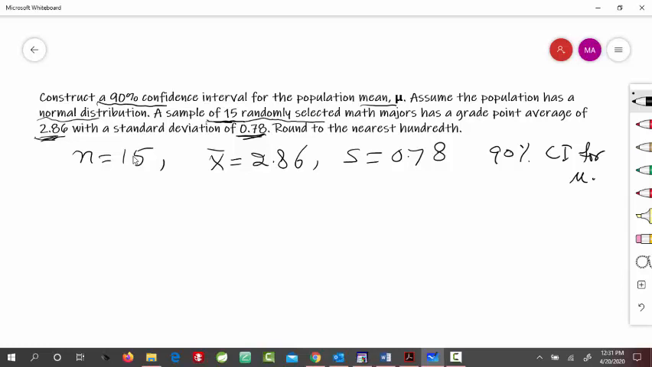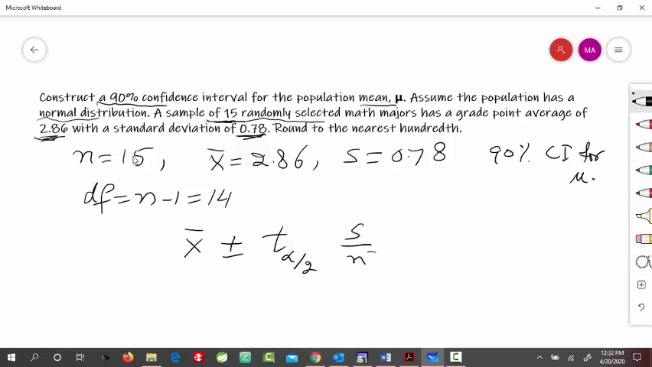So first, the degrees of freedom. If n is 15, then the degrees of freedom is always n minus 1, so that's equal to 15 minus 1, which is 14. And our confidence interval for this problem would be x bar plus minus t sub alpha by 2 times s by square root of n. Now you see that x bar is given already, s is given, n is given, so we have to find this t sub alpha by 2.